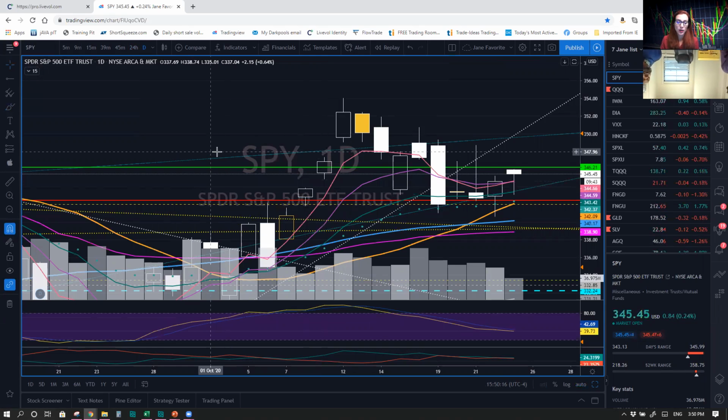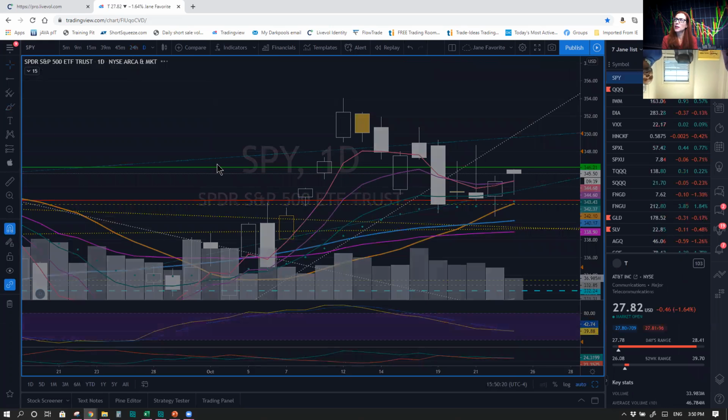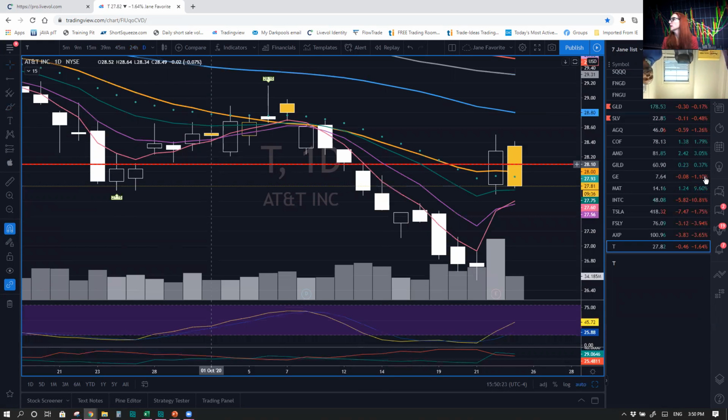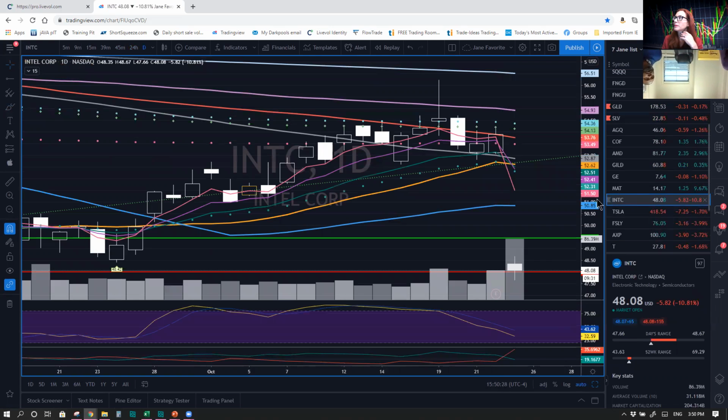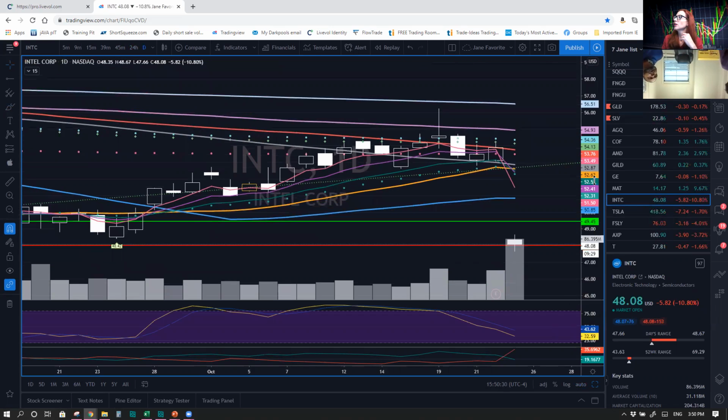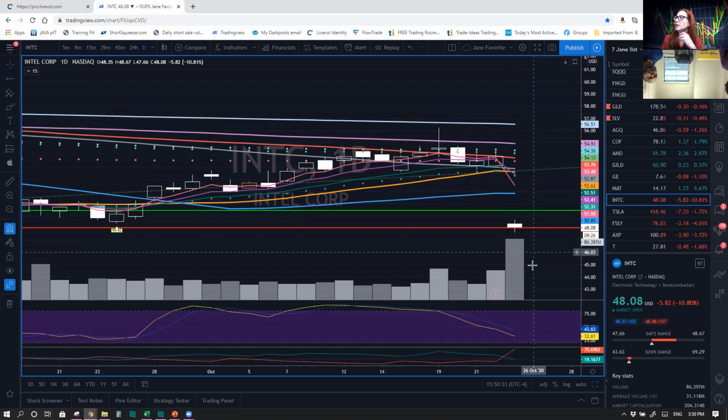One that had a big gap today was AT&T? No, not AT&T. It was Intel. Intel has a massive gap, right? So what do we have down here? What's this? Volume. High volume, and what's the candlestick? Doji. And what else is it? Abandoned baby, potentially. Right.